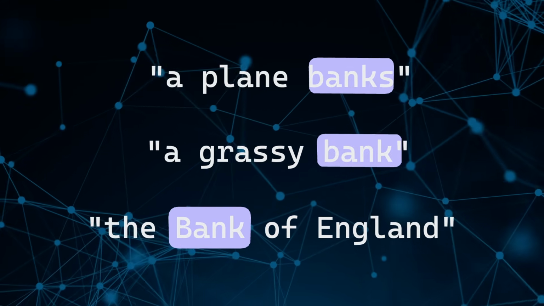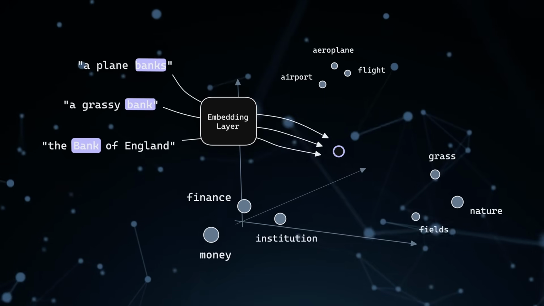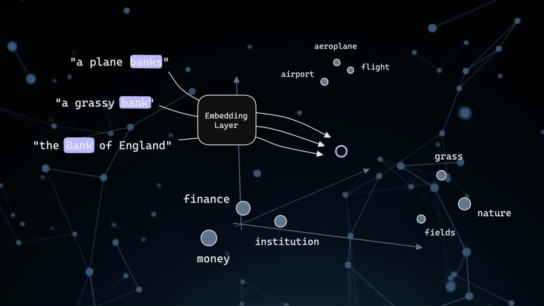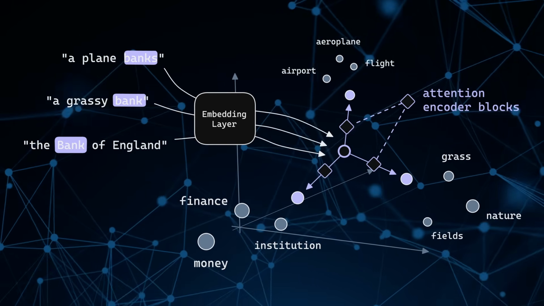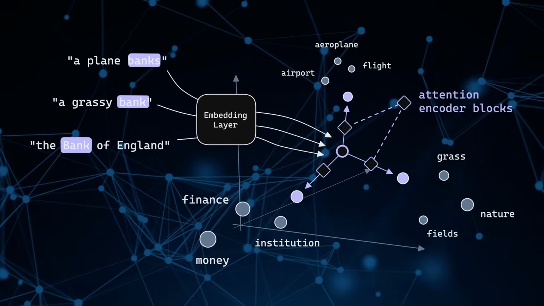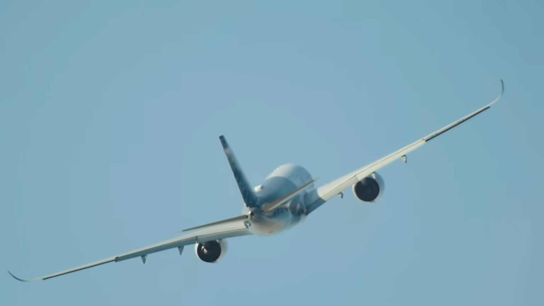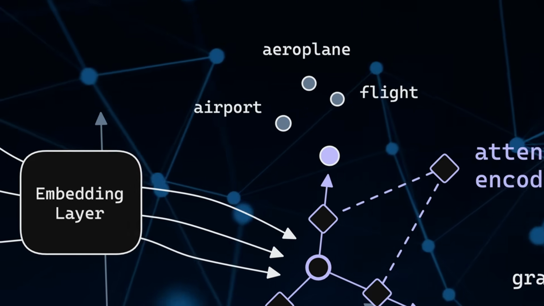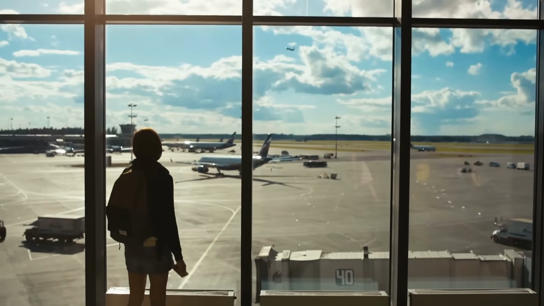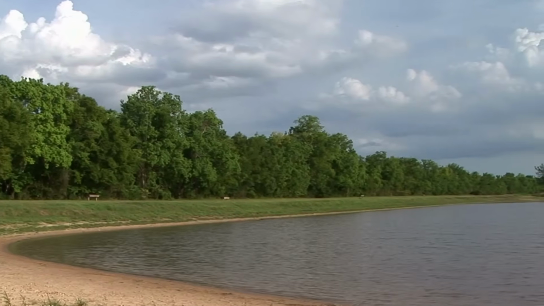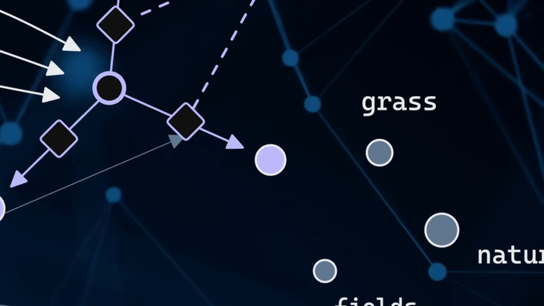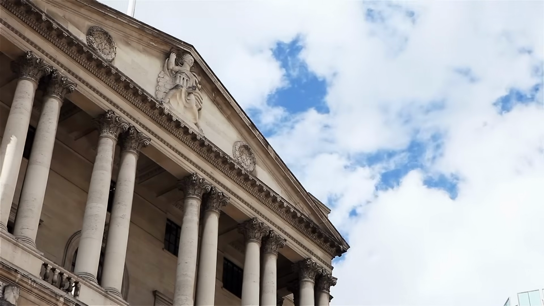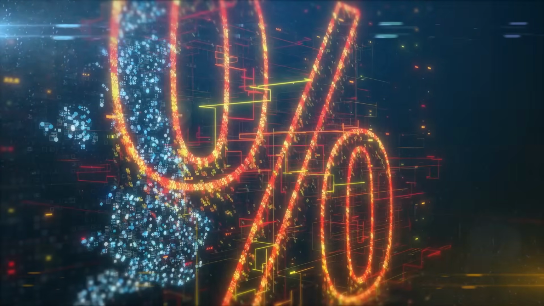So, for example, if we had the three sentences, a plane banks, the grassy bank, and the Bank of England, the initial embedding of that token bank for all of those sentences is equal. But then through this encoder attention mechanism, we essentially map the token embedding bank closer to the vector space of the other relevant words within each one of those sentences. So in the case of a plane banks, what we would have is the word bank or banks being moved closer towards words like aeroplane, plane, airport, flight, and so on. For the phrase a grassy bank, we will find that the token embedding for bank gets moved towards the embedding space for grass, nature, fields. And for the Bank of England, we'll find that the word bank gets moved towards finance, money, and so on.